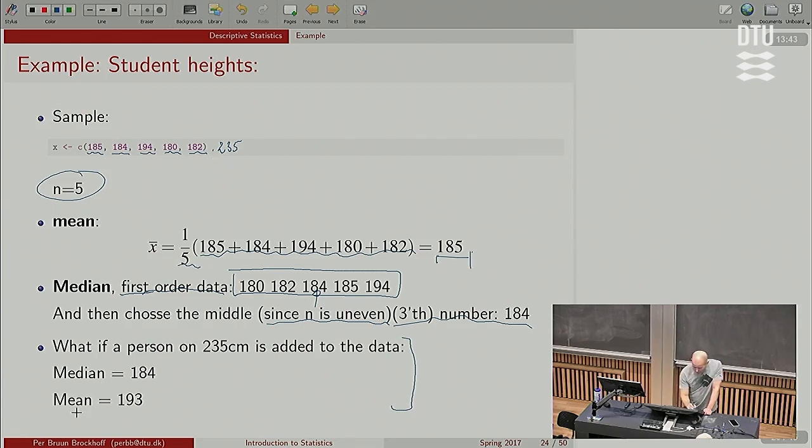Let's see. What is the mean? Well, I would add up the 235 and divide by 6. I don't show you the formulas, but anyway, look at how the mean actually changes quite drastically due to this single kind of extreme observation.